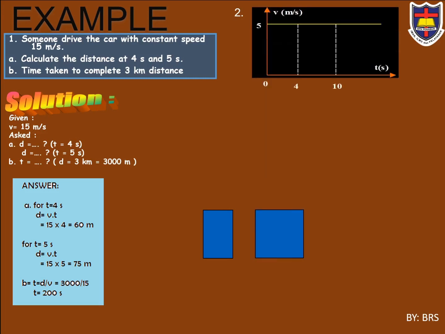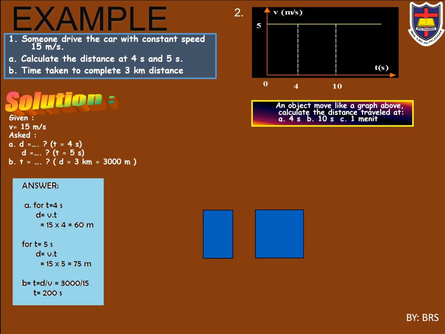Look at the graph. An object moves like the graph above. Calculate the distance traveled at A. The time is 4 seconds. B. The time is 10 seconds. And C. The time is 1 minute.